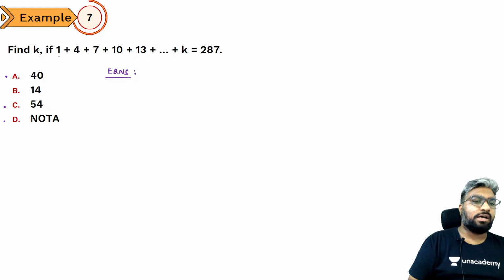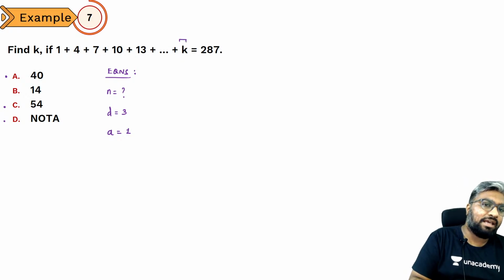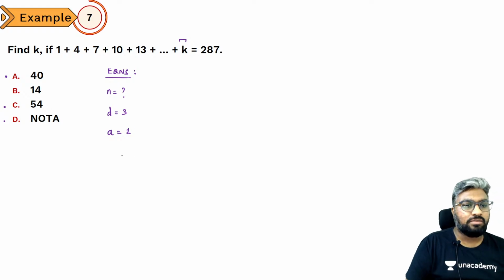So what's going on here? We're looking at sum of some number of terms. We don't know n, हमें नहीं पता. We know that the common difference between them is what? 4 minus 1, 3. We know that the first term is 1 and we know that the last term is k. Yes, हमें पता है कि last term क्या है? k है, but we can't use that directly here.